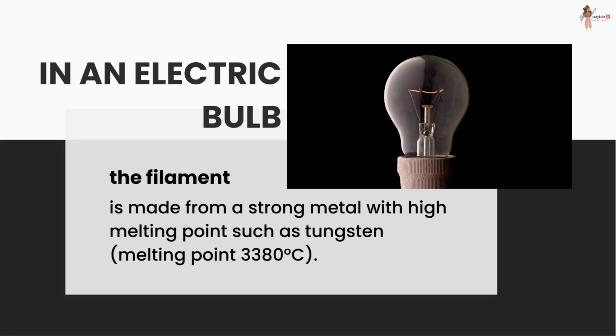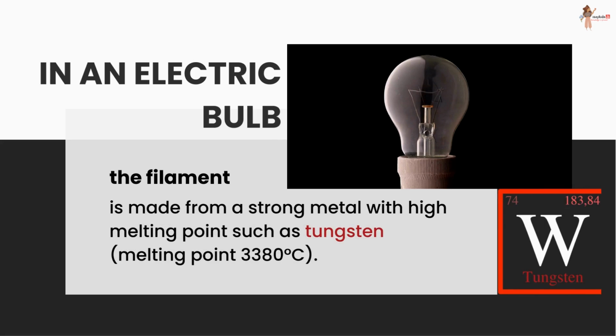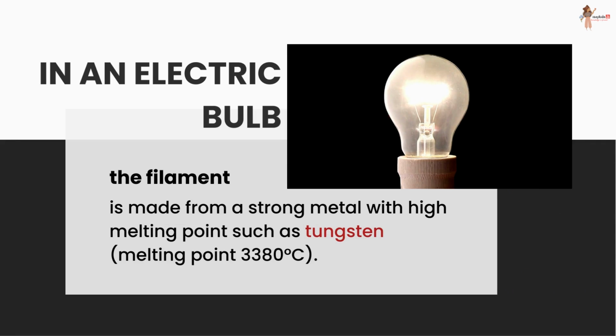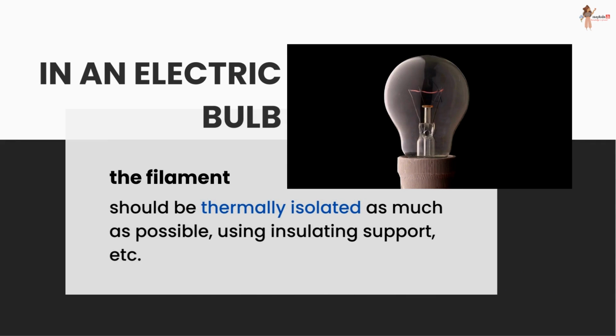A strong metal with high melting point, such as tungsten, which has a melting point of 3380 degrees Celsius, is used for making bulb filaments. The filament should be thermally isolated as much as possible, using insulating support, etc.